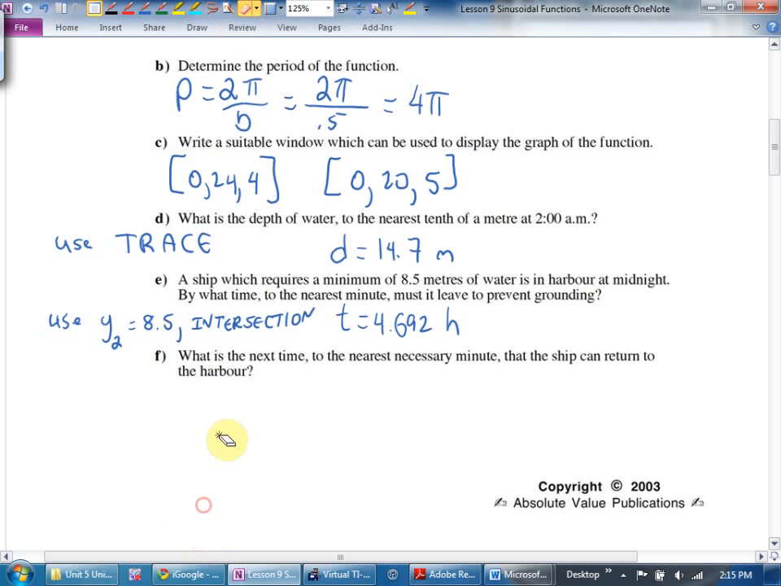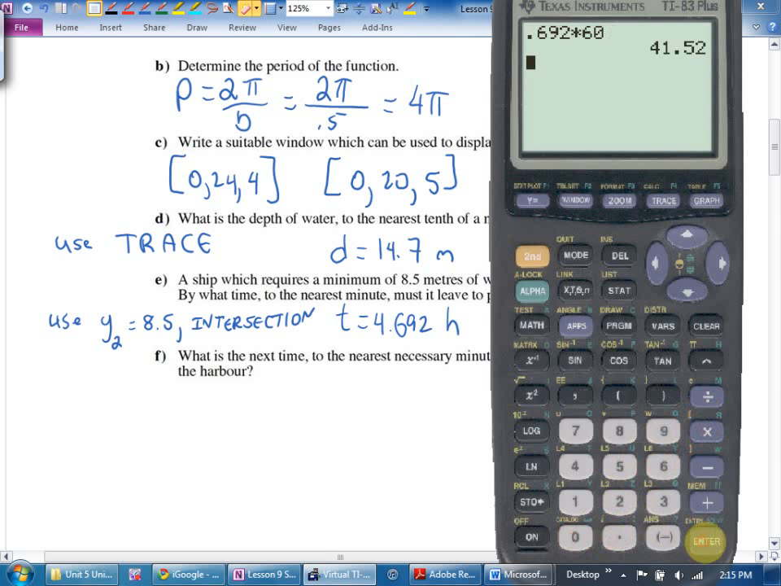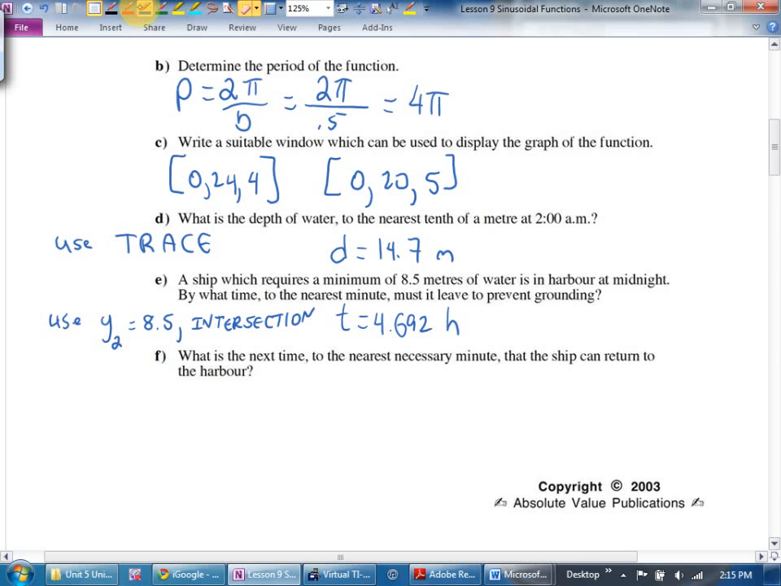So what I'm going to do is this. I'm going to go clear, clear, clear. I'm going to go 0.692 times 60. I get 41.5. Although it says by what time, if I round this up to 42, we're actually too late, aren't we? It's already bottomed out, so even though technically I should round this up, I'm going to be safe and I'm going to say equals 4:41 a.m. Better be gone by then or you're bottoming out.